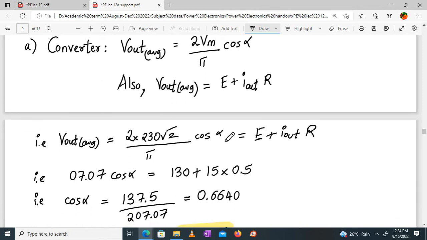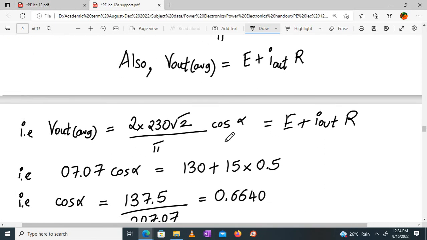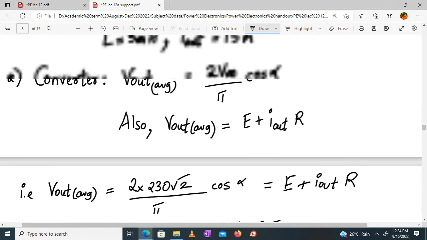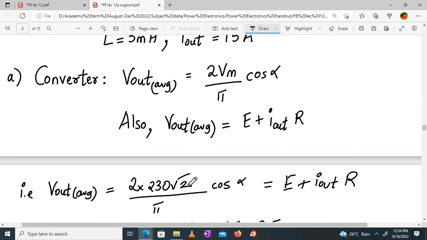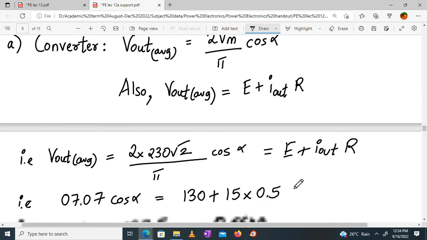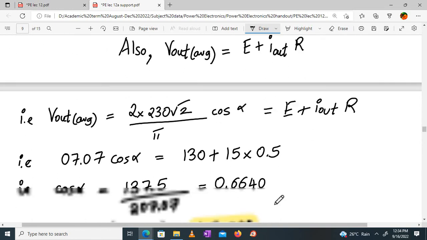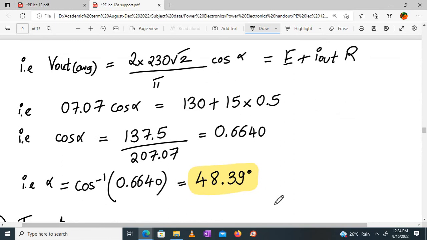Okay, now what are we supposed to find out? Alpha, right? So we have the formula for VM. VM is 230 root 2, 2 times RMS, and E is given to us how much? 130. I out is given 15. R is given 0.5. So calculate alpha fast. Don't write directly. Please calculate alpha. So alpha will come out to be 48.39, less than 90, right? The clue is it should be less than 90.